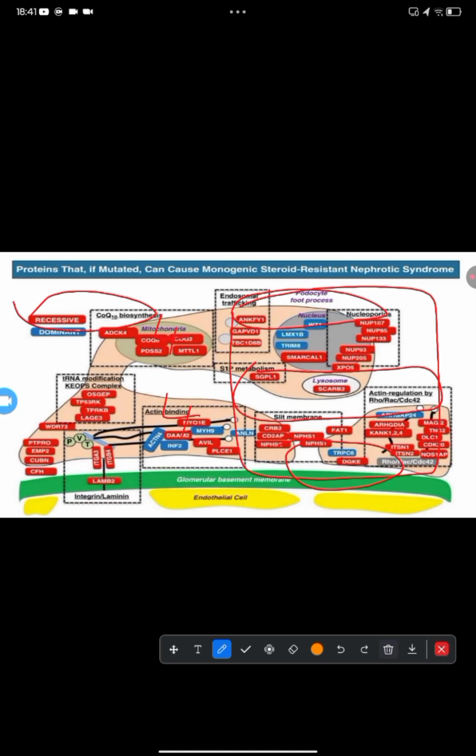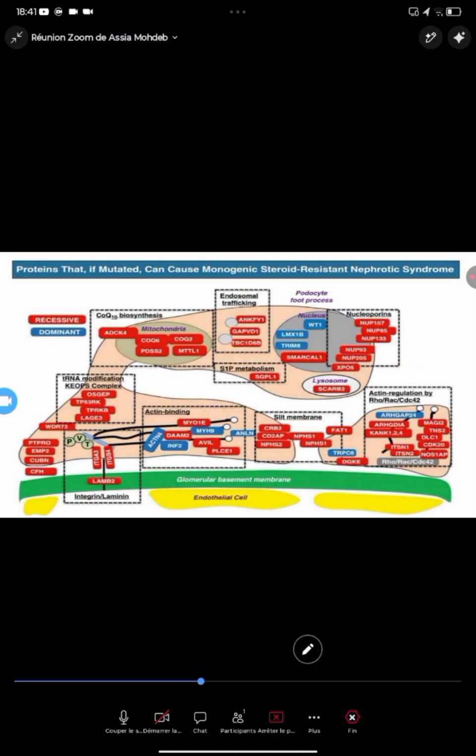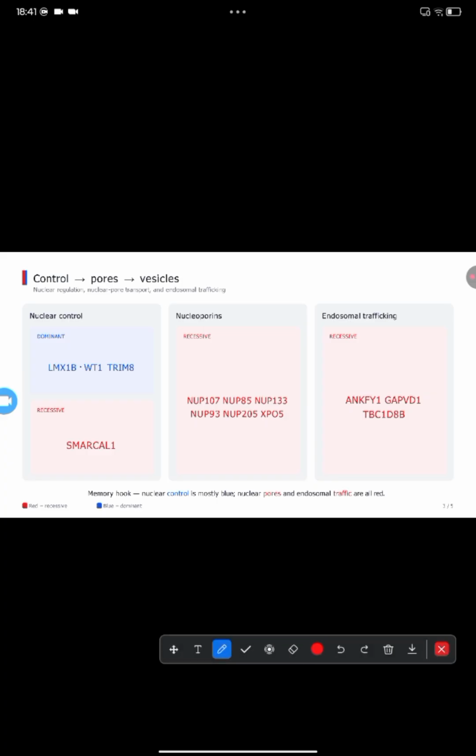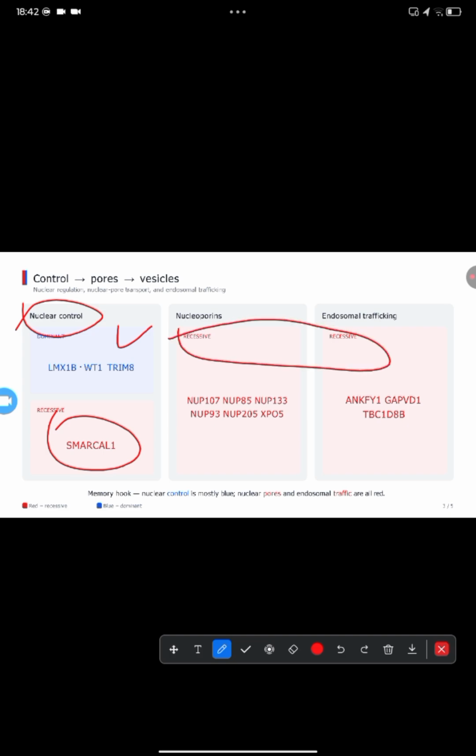So for memory, we have the nuclear control, which is mainly blue, with one recessive gene. The nuclear pores and the endosomal trafficking are both all red.